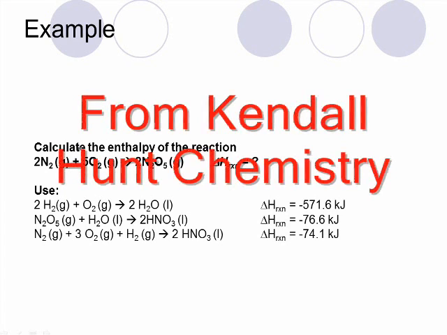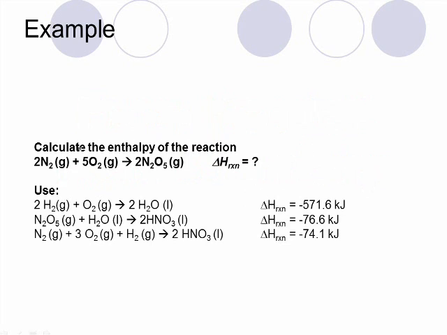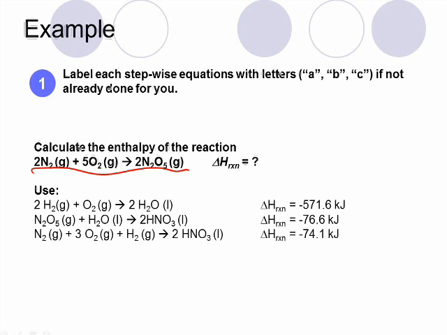Okay, let's look at another example here. This is from Kendall Hunt Chemistry. Calculate the enthalpy of this reaction, and we're given 3 equations now. So we're going to have to rearrange these to make up the overall equation, this one. So we're going to label each step A, B, C, if not already done. Here we go, A, B, C.